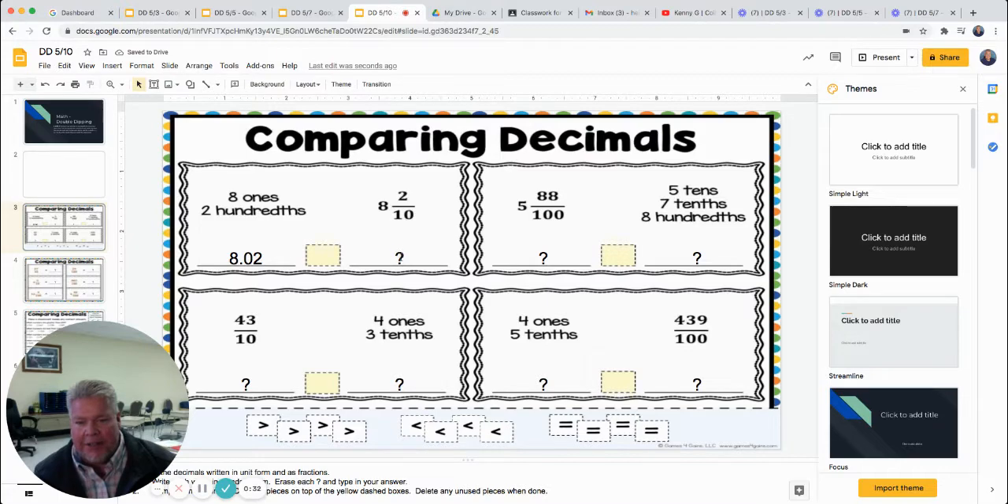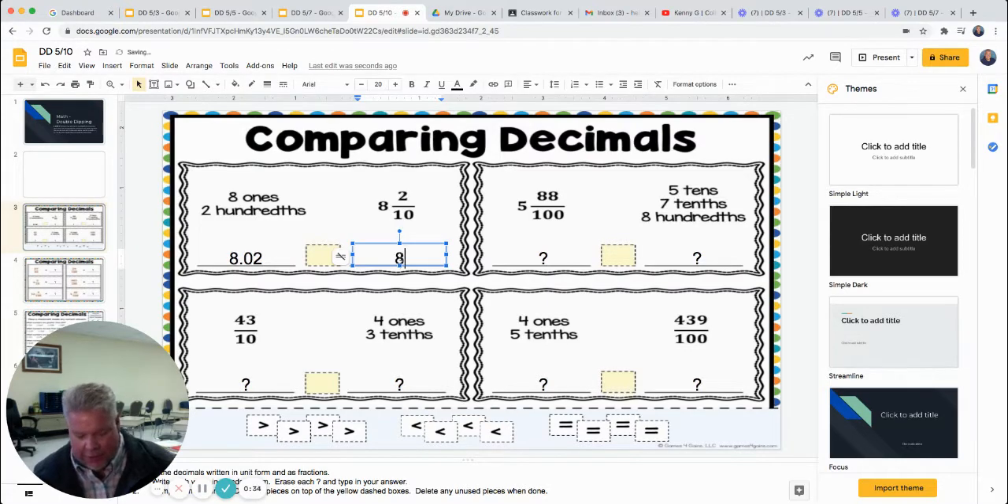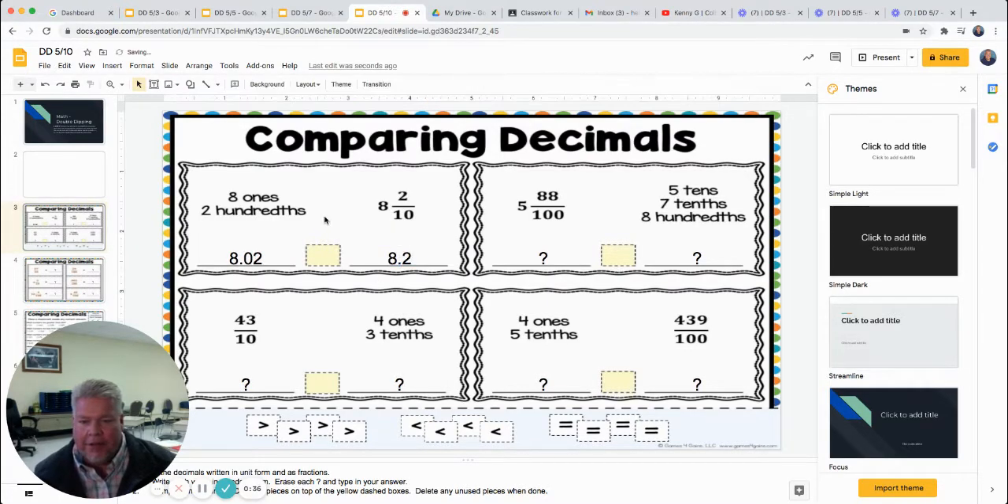This one is 8 and 2/10ths. Okay, so I've got an 8 in the one spot, 8 in the one spot, 0 in the 10th spot, 2 in the 10th spot. 2 is bigger than 0. Goes like that. Okay, that's how you do the first slide.